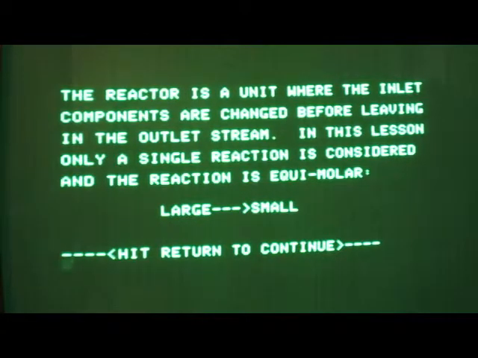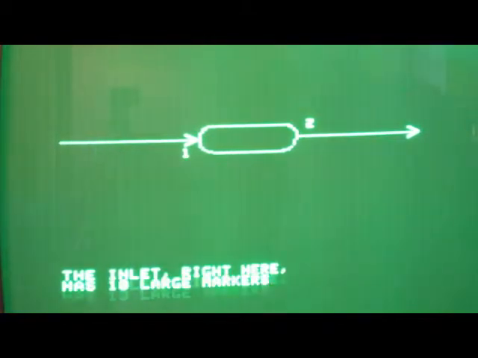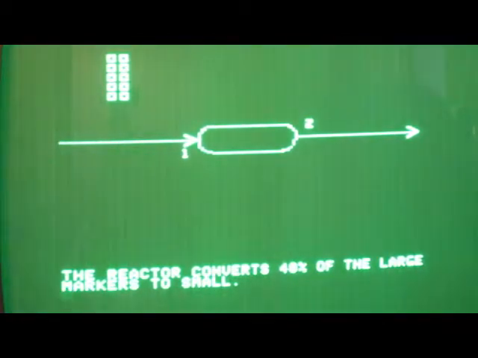In this lesson, only a single reaction is considered, and the reaction is equimolar, large going to small. The inlet has 10 large markers. The reactor converts 40% of the large markers to small ones.